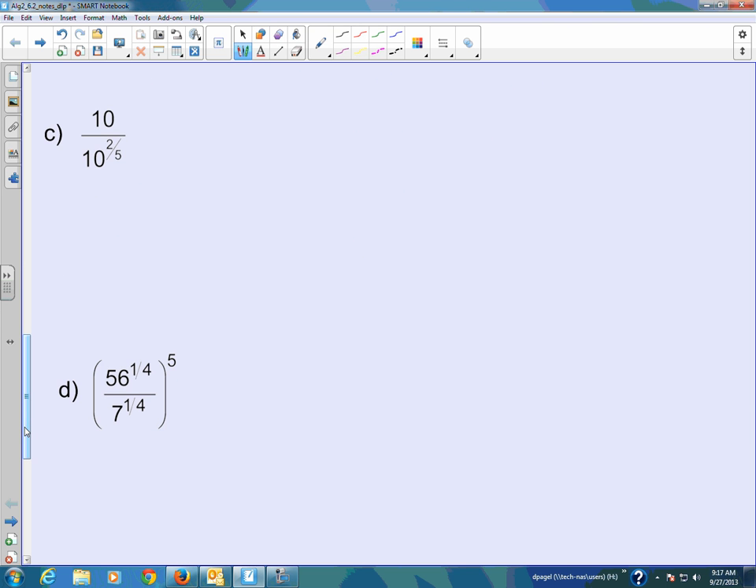All right, 10 divided by 10 to the 2/5. They are like bases, so I'm able to apply my properties. When I don't see an exponent on there, it's a 1. So I have 1, and then I'm subtracting 2/5 from this. Common denominators would mean that 1 is the same as 5/5, which makes this 10 to the 3/5 power.